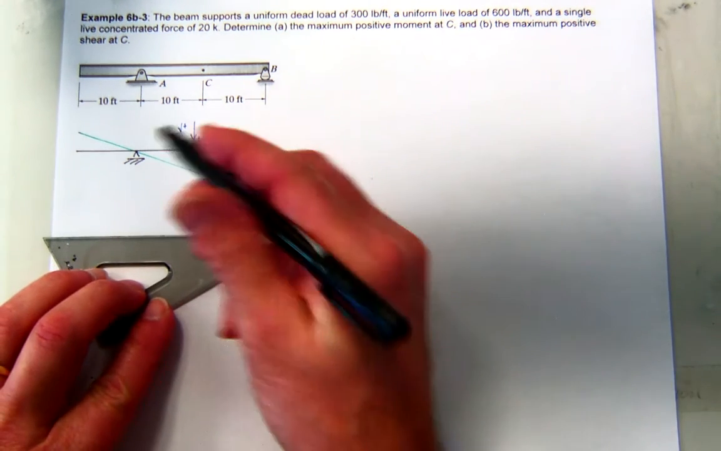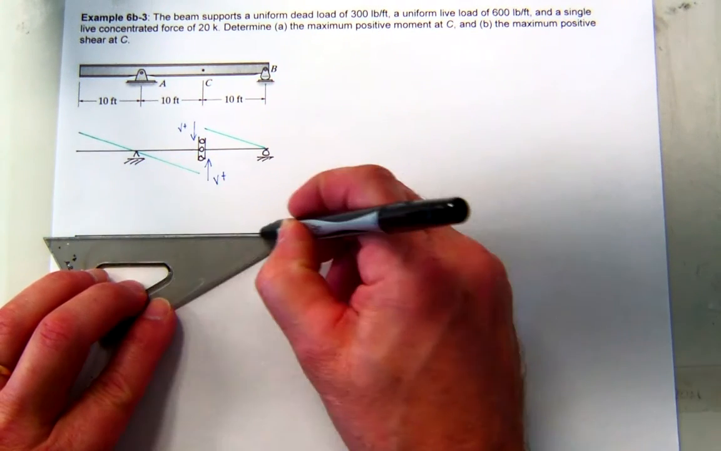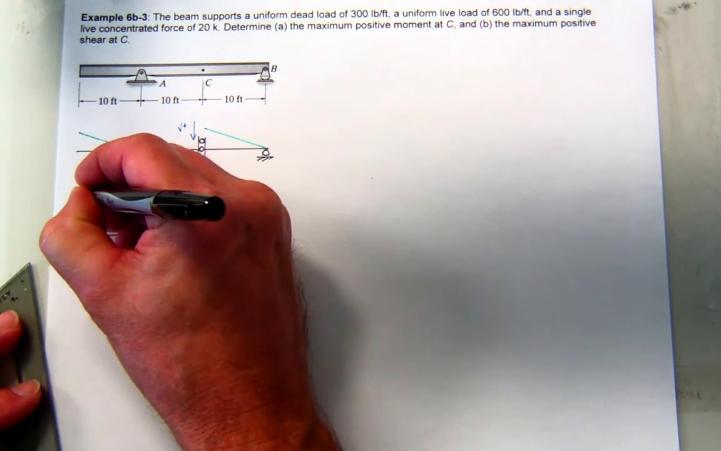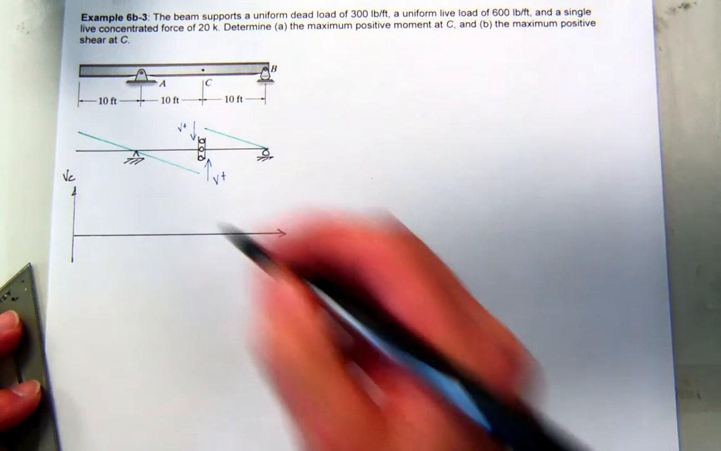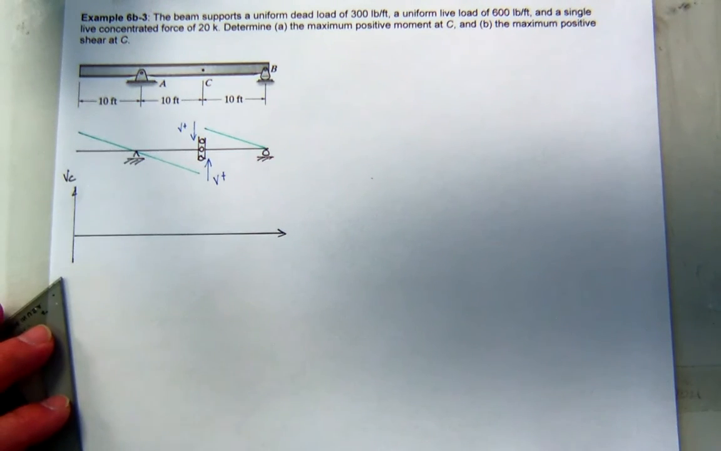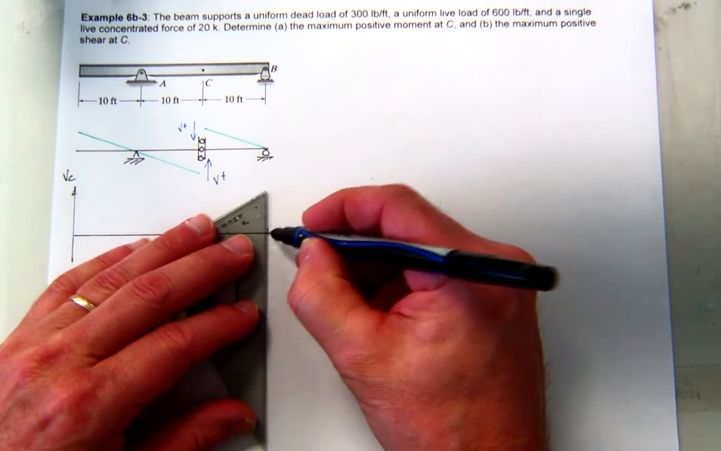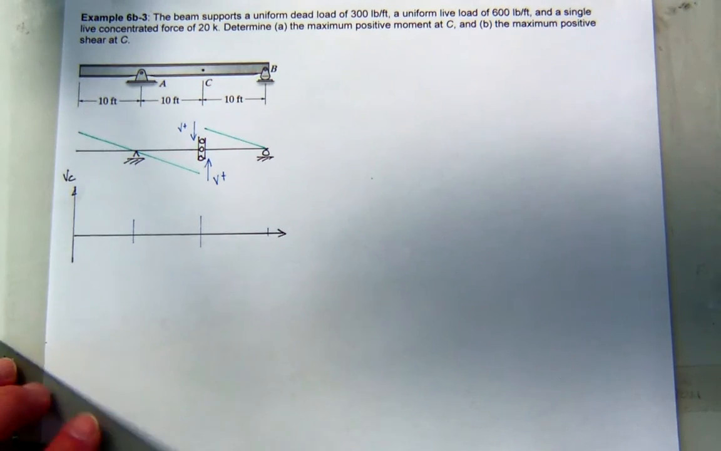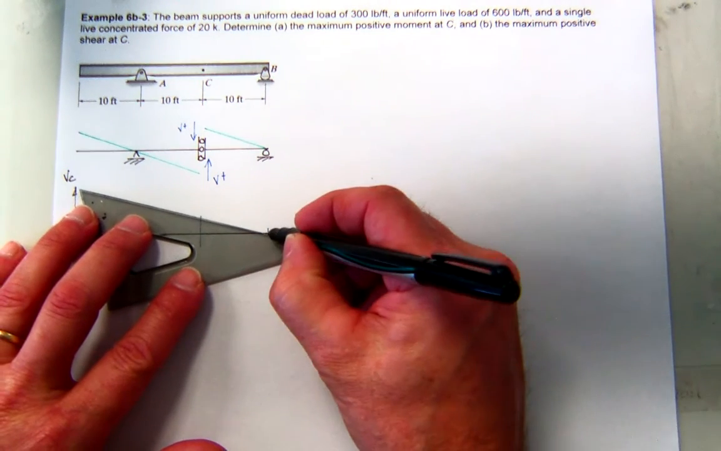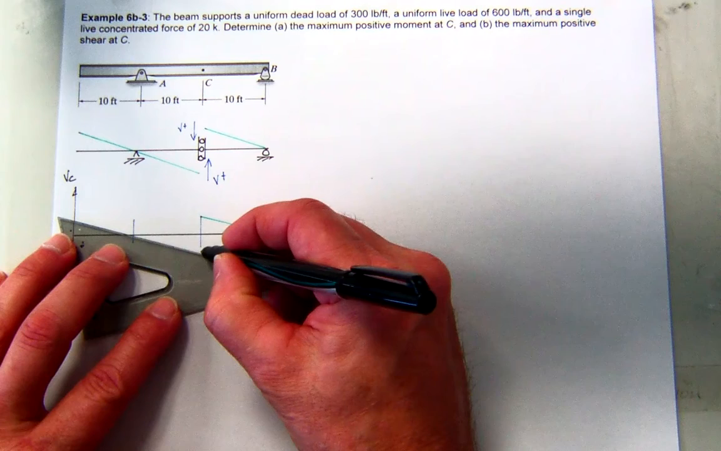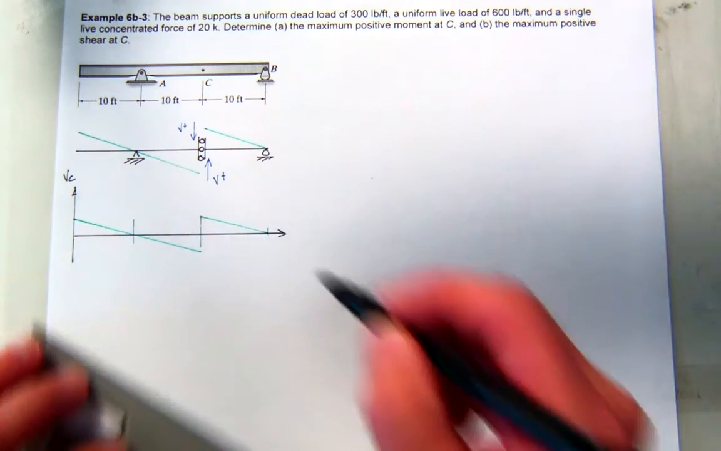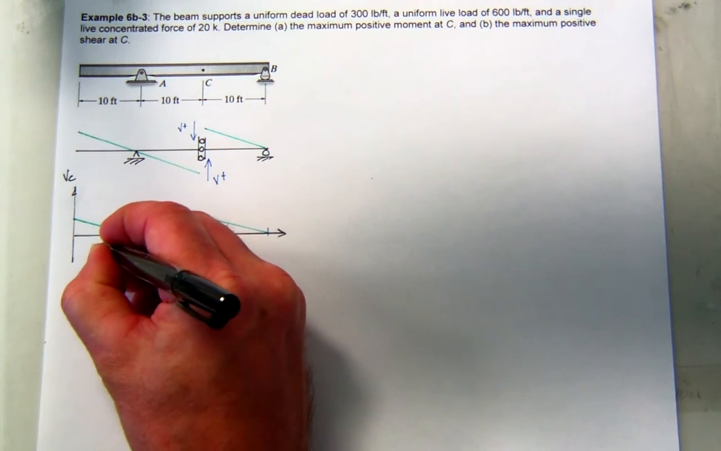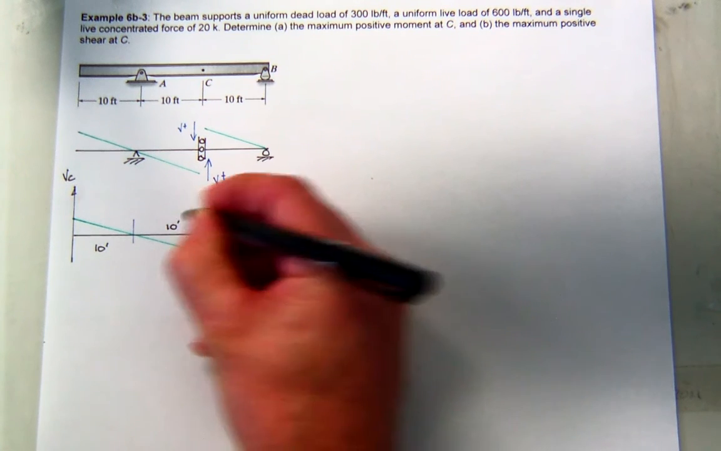So let's transfer that down onto a plot of the shear at C. I've got this point, this point, this point. Those are all 10 feet. And if I transfer my line, I get something like that. And just to emphasize it, I'll come here and put in the values.